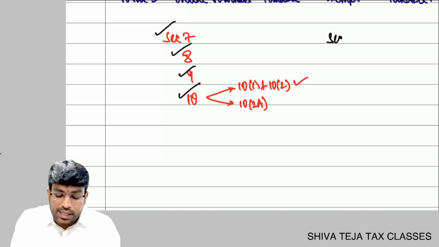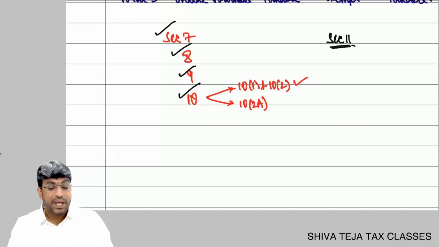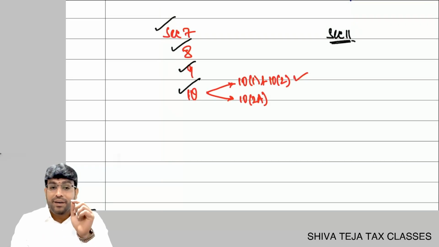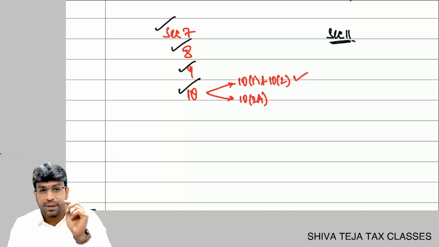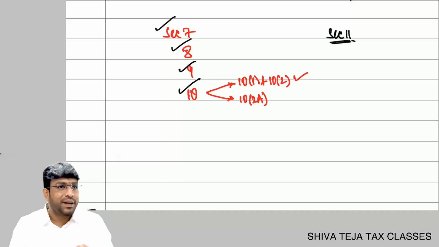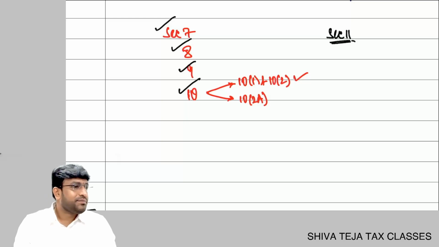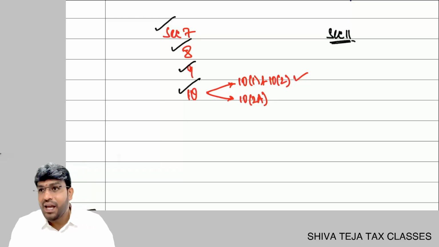Let me tell you, section 11 has specified that. Section 11 has given power to the central government. I repeat one more time: section 11 has given power to the central government to notify exemptions. One more time I repeat. What did I just say? Section 11 has given power to the central government to notify exemptions.